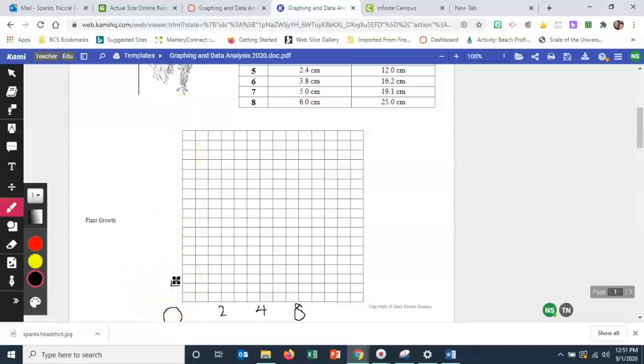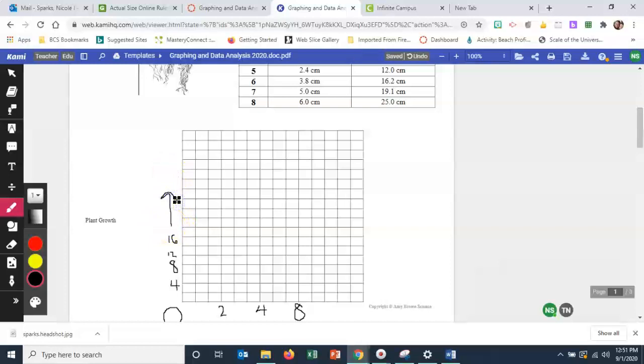So 4, 8, 12, 16, all the way up to 28. So I'm going to stop there. You kind of get the idea. So you're going to keep on doing that.